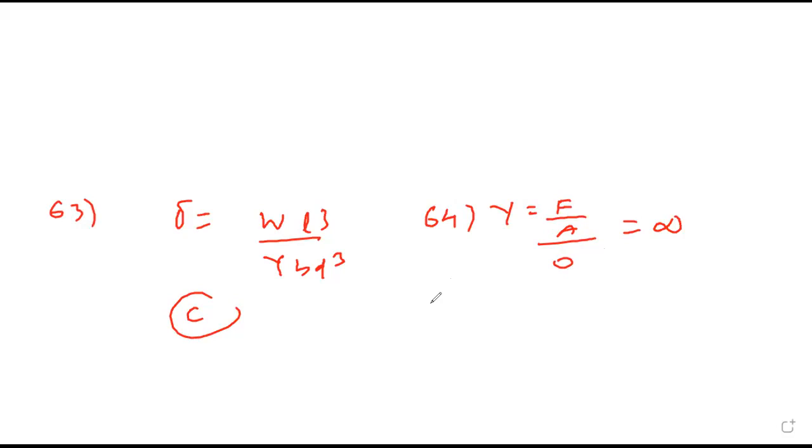65. Same material, elongation. I think it is repeated, similar to the earlier one. Hello? Yes, sir. Similar to the previous one. Please try 65. Tell the correct answer. Sir, option B. Option B. Yes, correct.